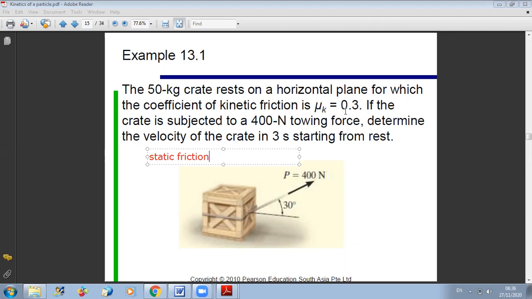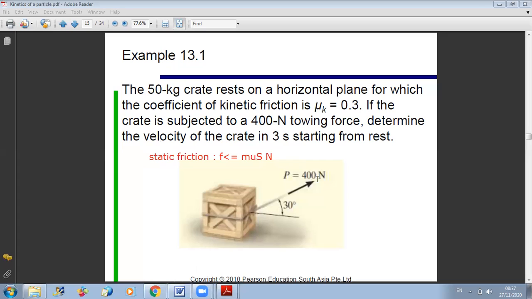Okay. Now, what is static friction? Static friction, by definition, is the resistance to sliding between two surfaces. Okay, and it has a certain maximum. So this force should be smaller than or equal to mu s times normal N, where mu s is the static friction coefficient and normal N is the reaction between the two surfaces. So I will give you here an example.